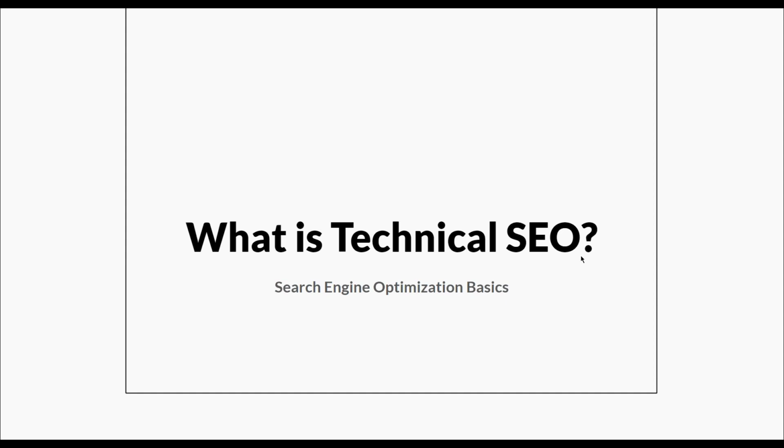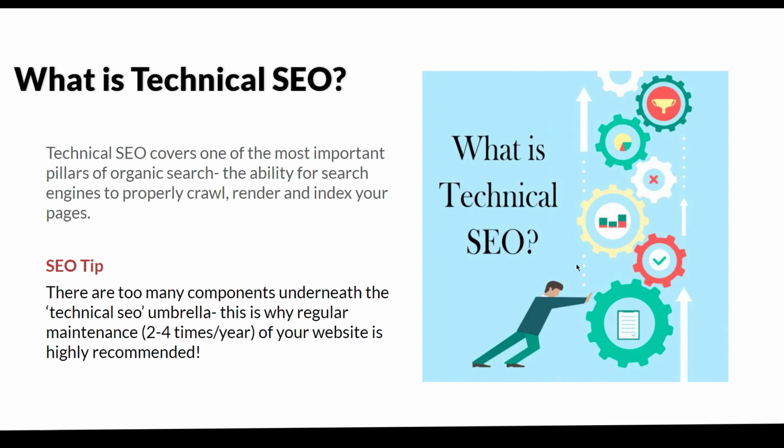So again, what is technical SEO? Technical SEO covers one of the most important pillars of organic search. It really is the ability for search engines to properly crawl, render, and index your pages. Obviously, that's a very extensive field. There are a lot of different components that make up the technical SEO umbrella. And that's why it's really critical that when we're managing our SEO, we're doing regular maintenance of our website. Typically, I recommend twice a year for the smaller sites at the very least, and about once a quarter for the larger sites, and sometimes even twice a quarter for the largest of e-commerce sites.